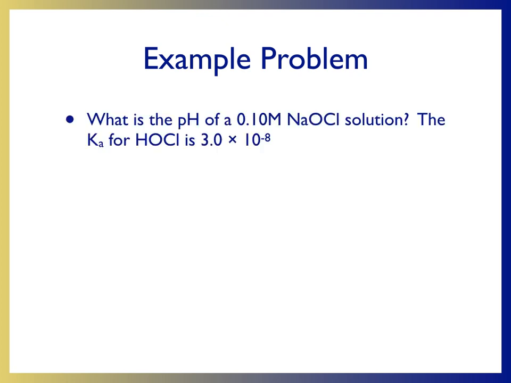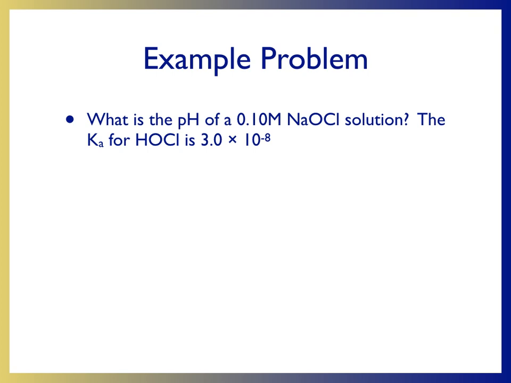In this example, we will calculate the pH of a 0.1 molar solution of sodium hypochlorite. We note that the Ka of hypochlorous acid is 3.0 times 10 to the minus 8. We will need this piece of information later on.